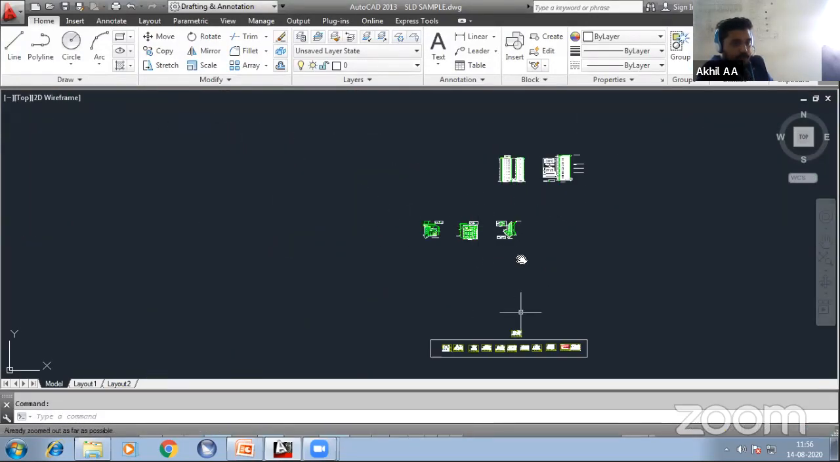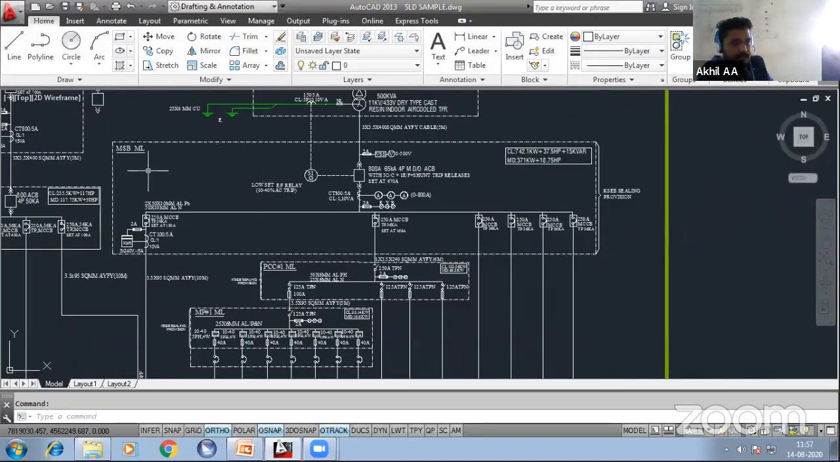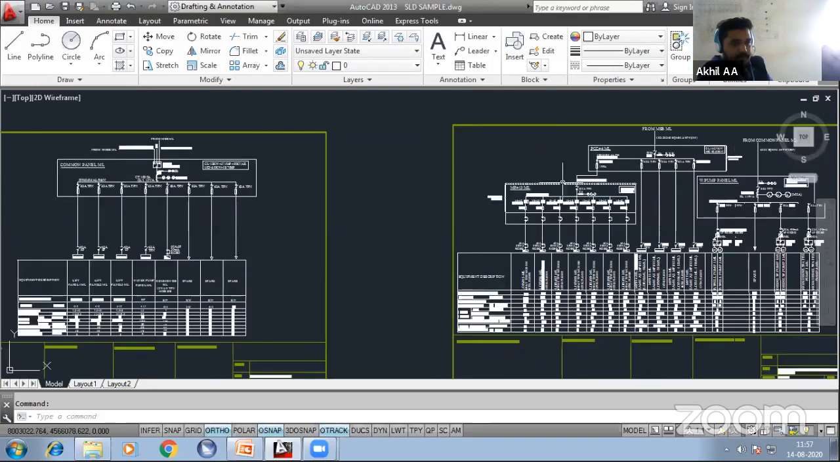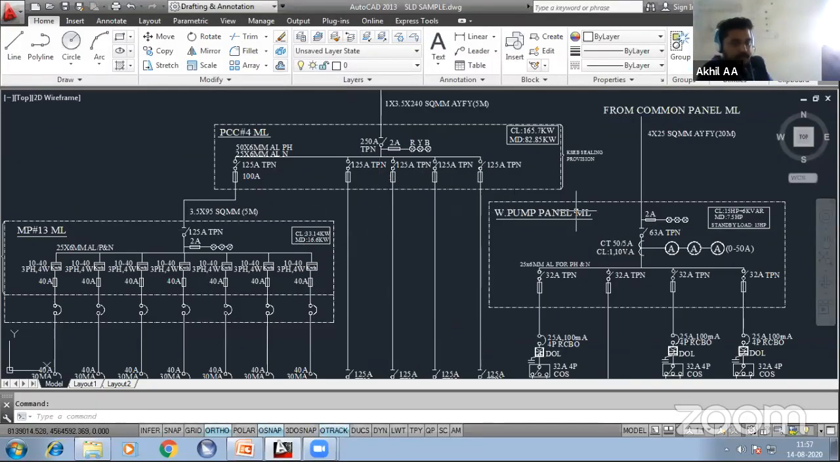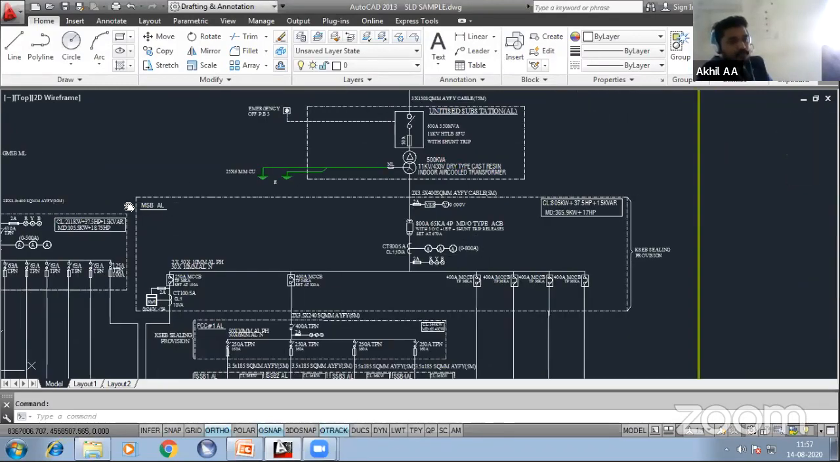So in this SLD, you can see MSB-ML, that is tower 1. MSB-AL, that is tower 2.